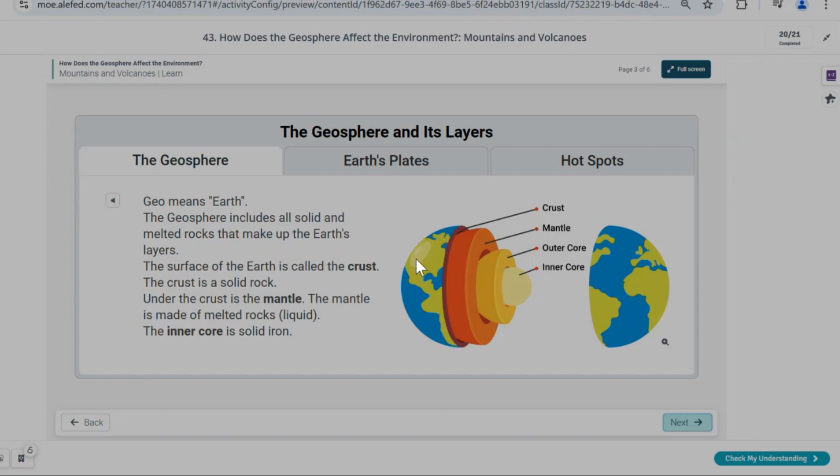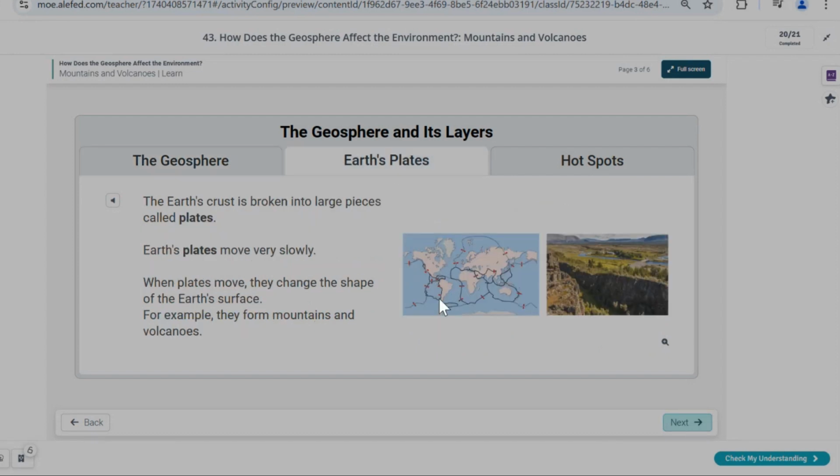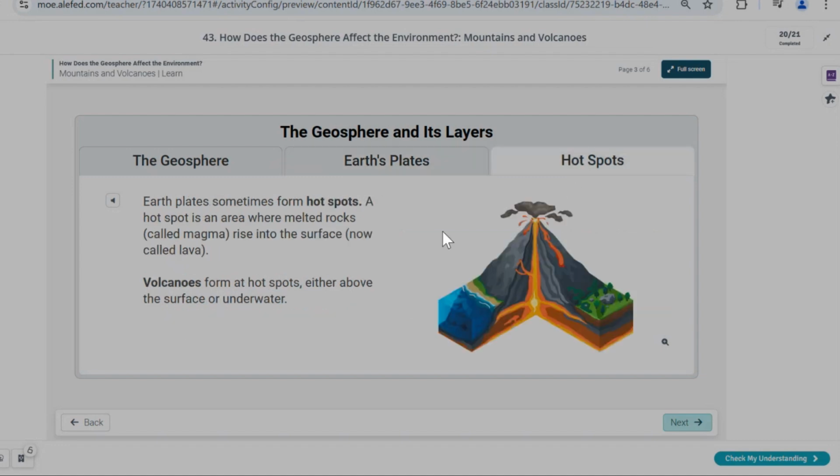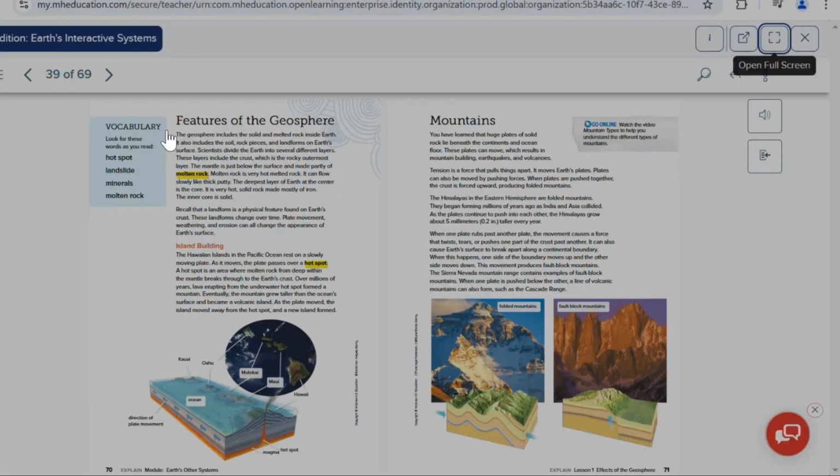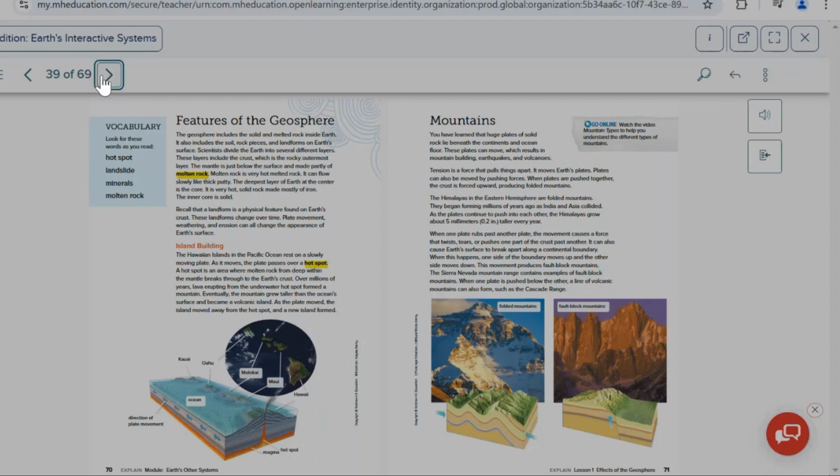The crust is where we stand, the mantle is liquid, and the outer and inner core are solid, and the inner core is iron. And the crust, this one on the top, has plates. We call them plates, and they move slowly. Where they move against each other, you will get volcanoes and mountains. So this shows you in your book on pages 70 and 71.